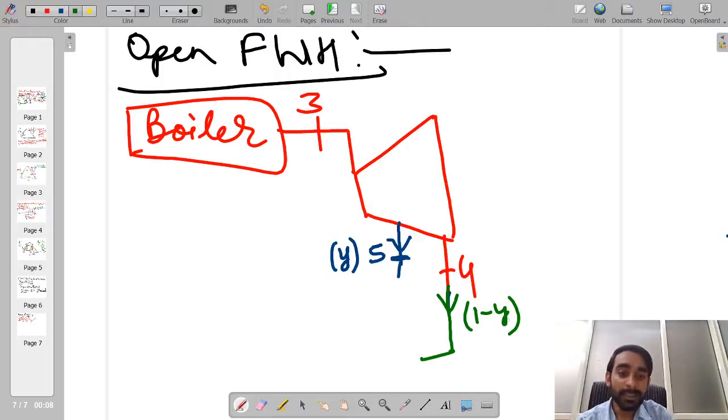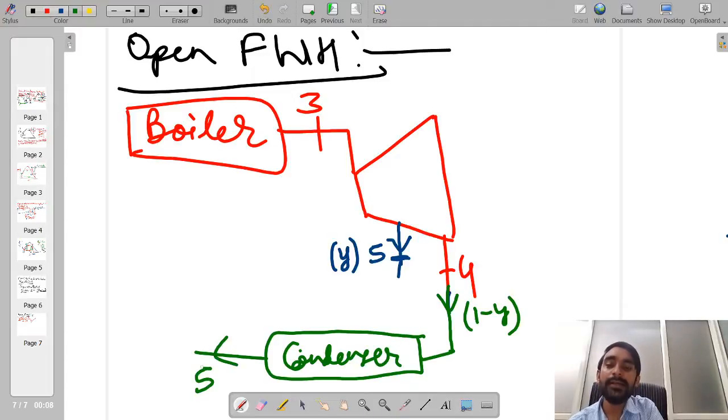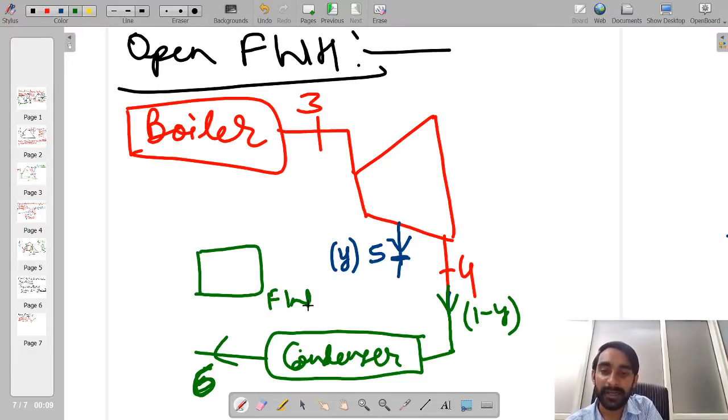Okay. After that, we have used a condenser. After the condenser, we will get saturated liquid, say at state number 6. And after that, we have taken a feed water heater. What we did basically inside the feed water heater is that whatever was at state 6, we have pumped inside the feed water heater.